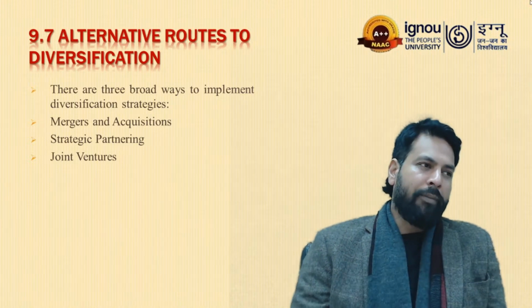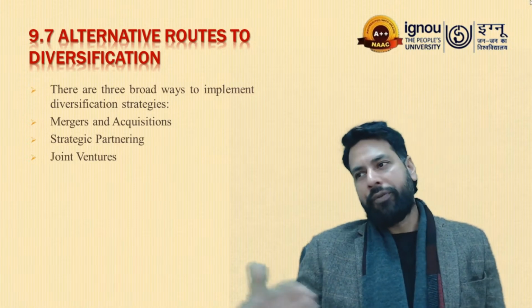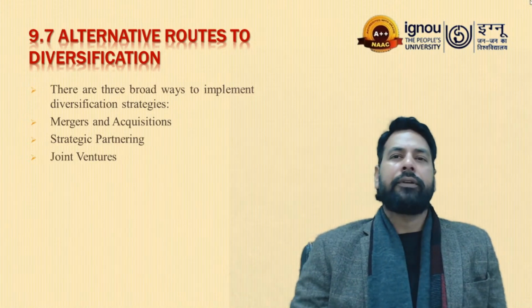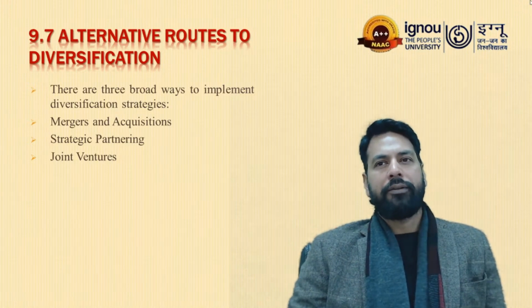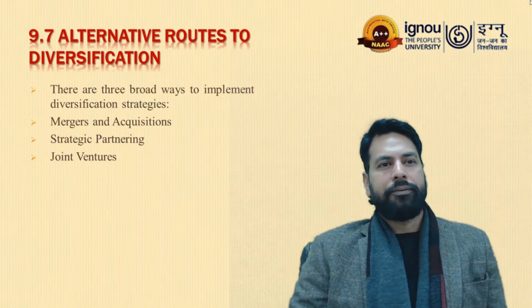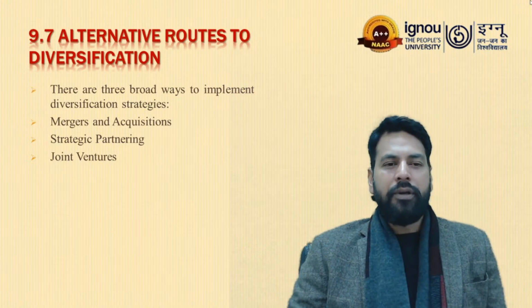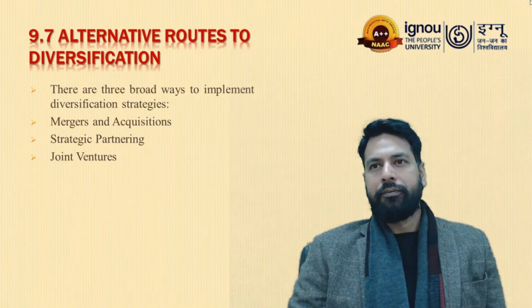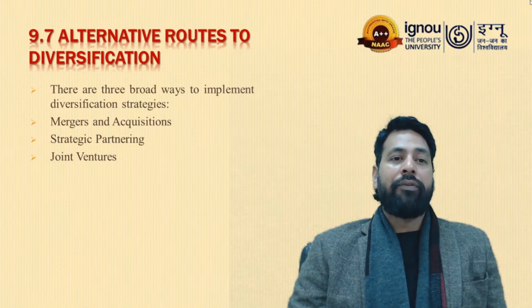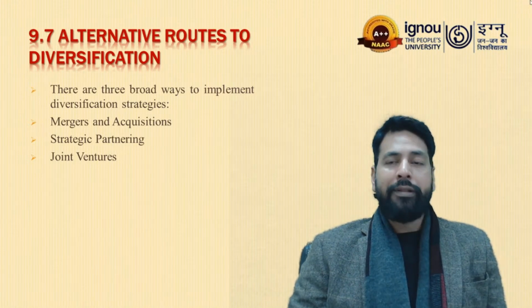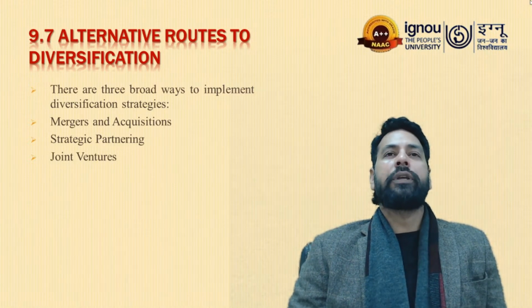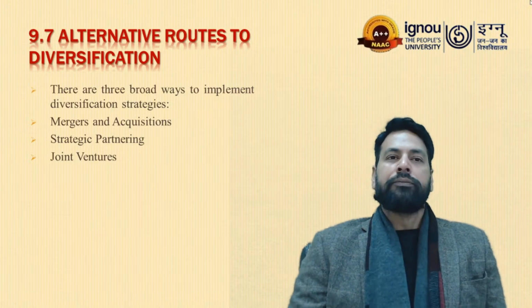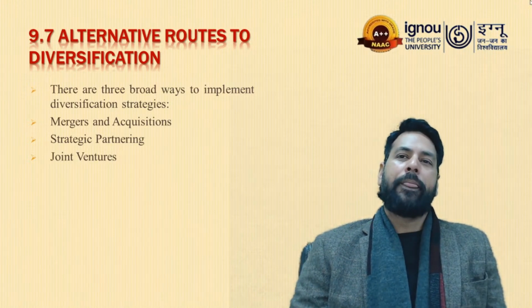Take the example of Kotak Mahindra Bank. Now Mahindra is into something different, Kotak is into something different. Now they come together to tap this financial market. So a new entity comes up. That becomes a joint venture. And as we're talking about diversification, I would be doing these three things: merger and acquisition, strategic partnering, and joint venture, because I want to do something new which is not part of my current business.